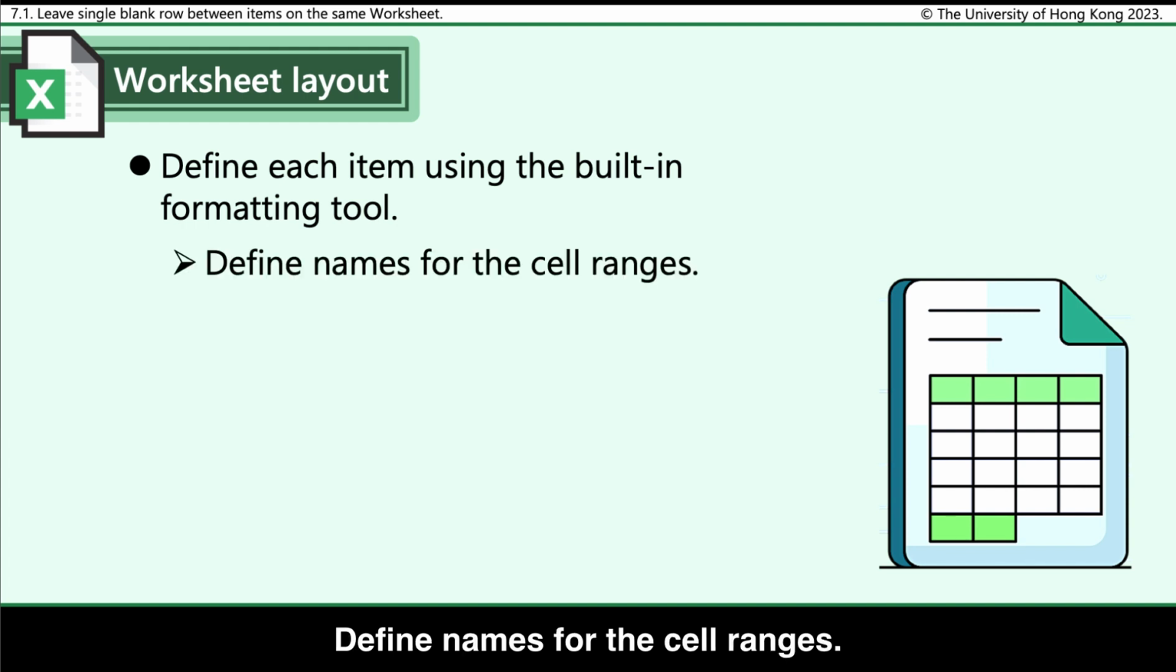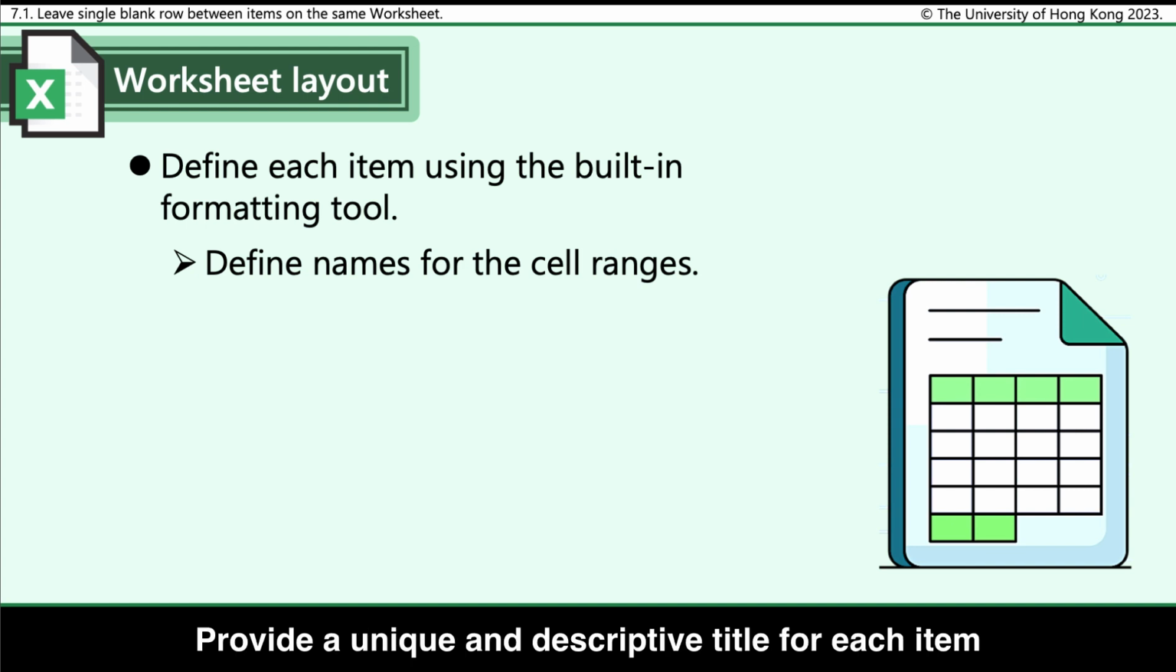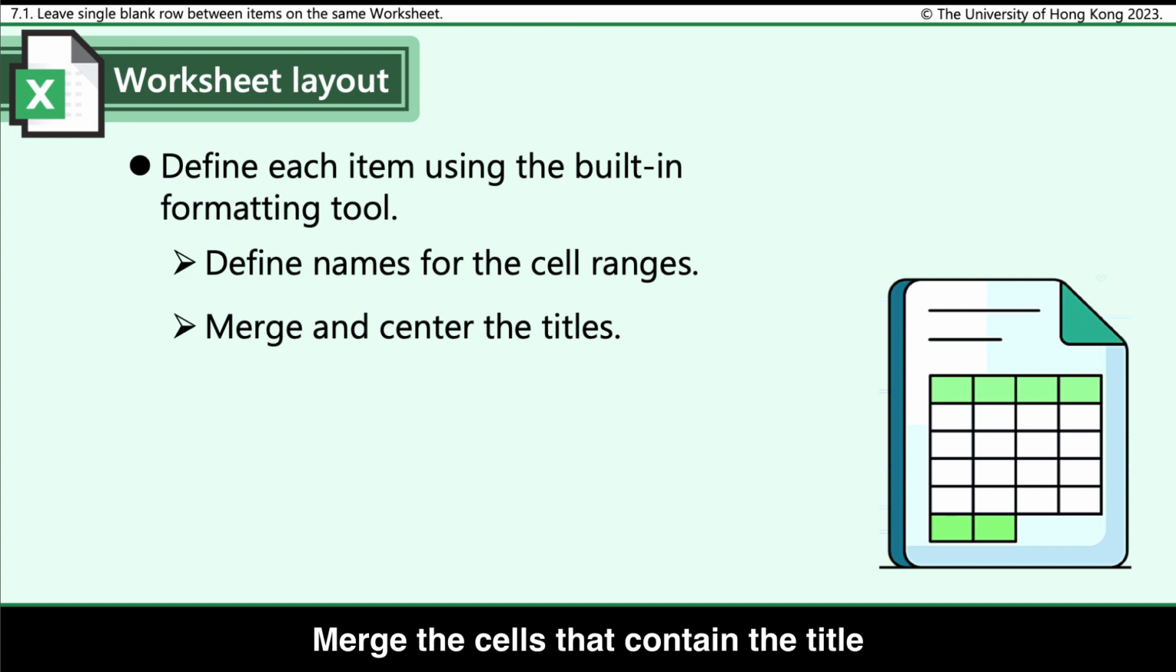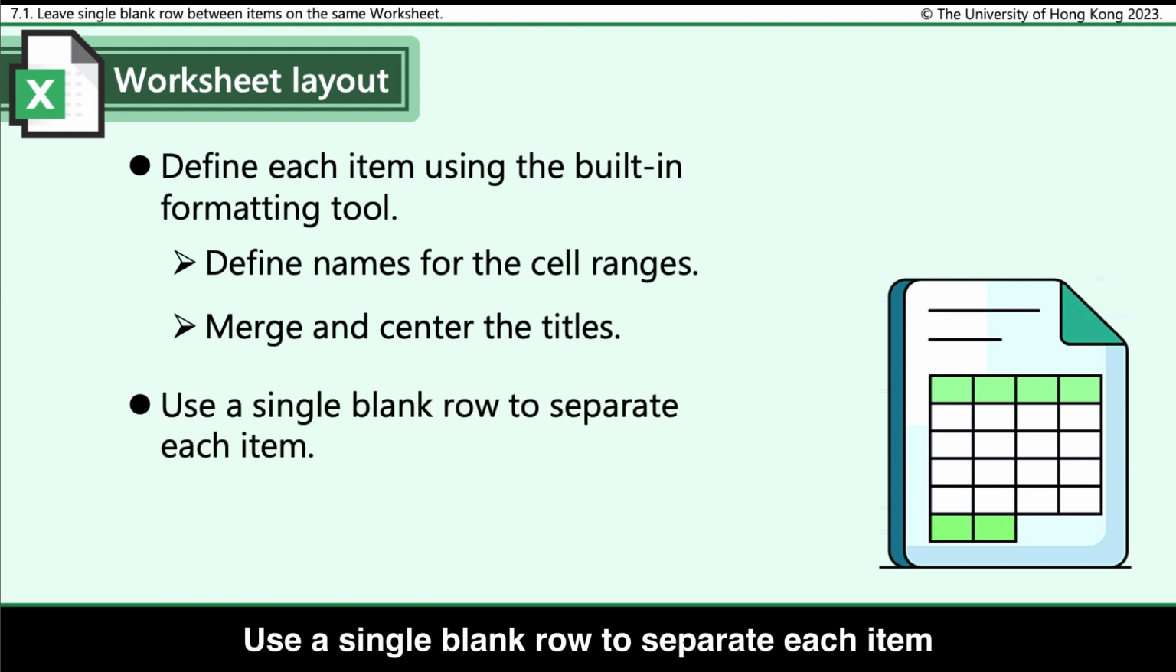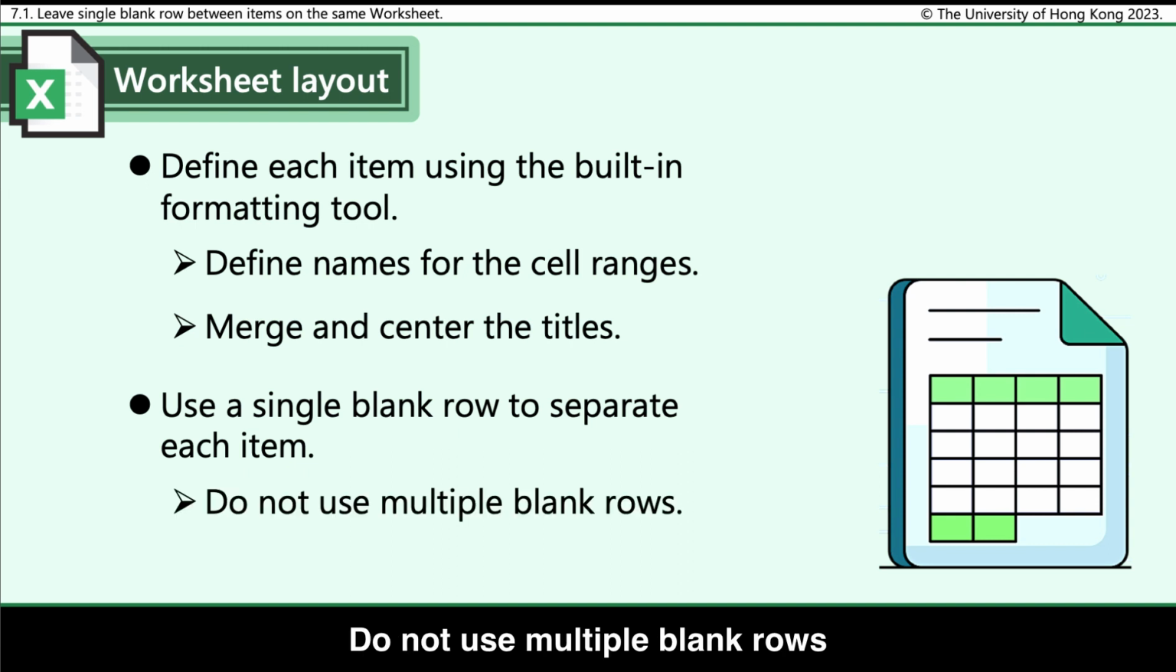Define names for the cell ranges. Provide a unique and descriptive title for each item right above that item. Merge the cells that contain the title and correspond to the item width. Center the title within those merged cells. Use a single blank row to separate each item, such as table and chart, on the same worksheet. Do not use multiple blank rows to create a visual appearance of a larger space between each item.